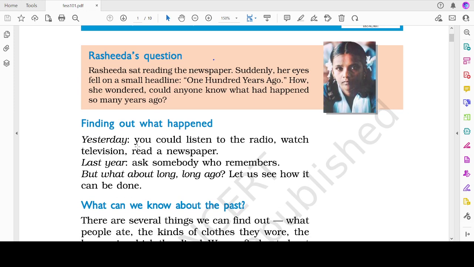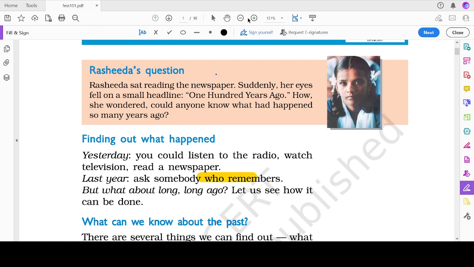So yesterday you could listen to the radio, watch television, read a newspaper. If I am sitting here now and I think about what happened yesterday, I may have been listening to the radio, watching television, or reading a newspaper. So we can understand that yes, we have some knowledge of our past, right?